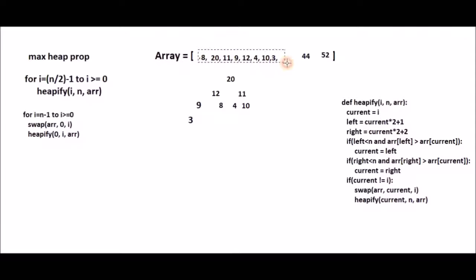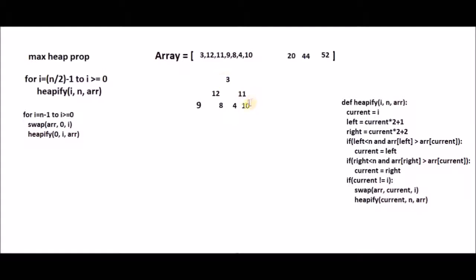So let me rewrite this again. Before that, let me put 20 at the end. So we have 20 over here, and then the rest of it is going to be 3, 12, 11, 9, 8, 4, 10. This is not going to be there. This is not going to be at the top. That's 3. Now we repeat the same process again.